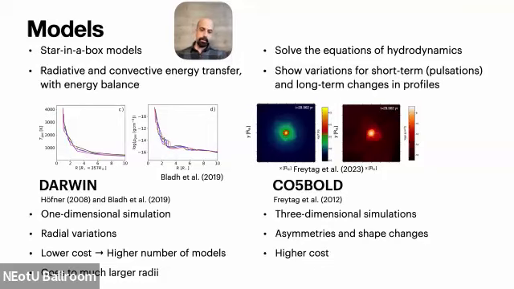And on the other hand, we have CO5BOLD, which is a three-dimensional simulation. It's much more costly. We have much fewer data points for that, but it also includes asymmetries and shape changes of these stars.